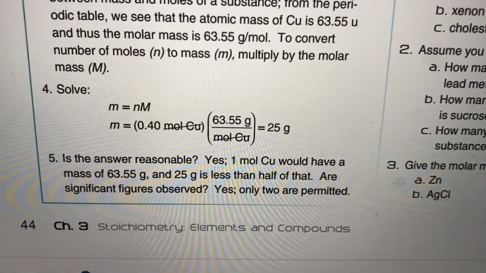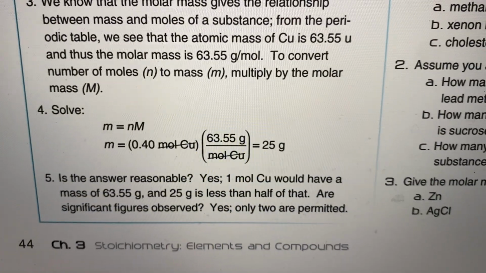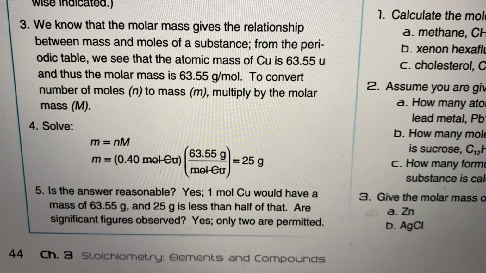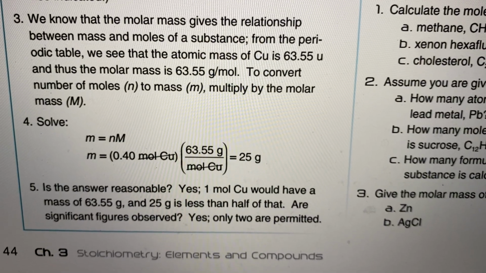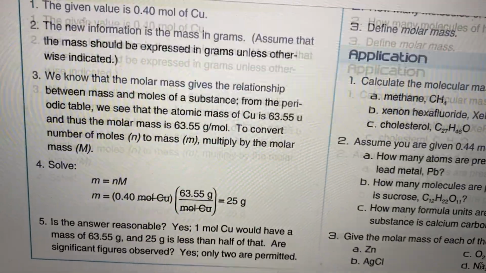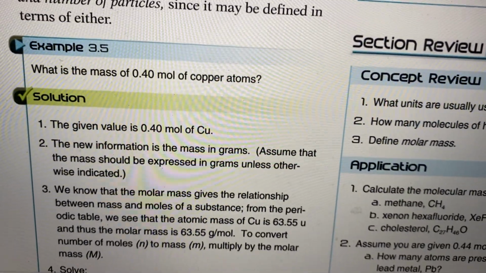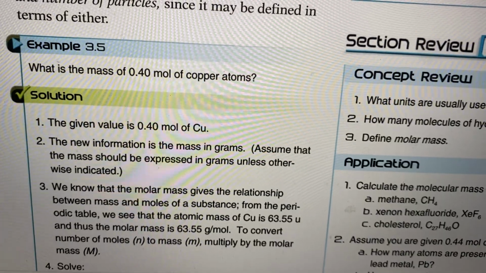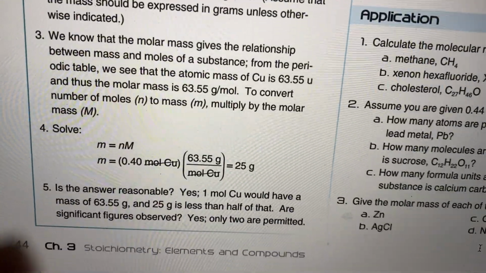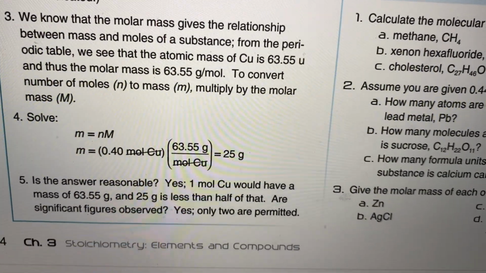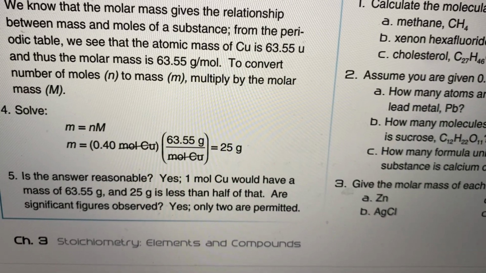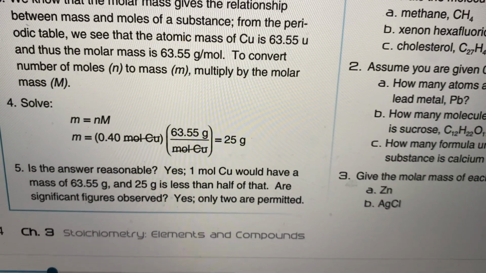Now number 4 here says molar mass. We know that 63.55 grams will be our mole, and we're going to multiply that by 0.40, because that's what the question says: what is the mass of 0.40 moles of copper? So we take 0.40 times 63.55 grams, and we get 25 grams.